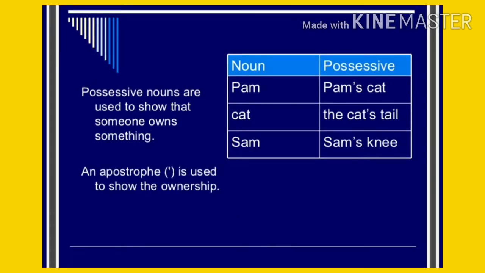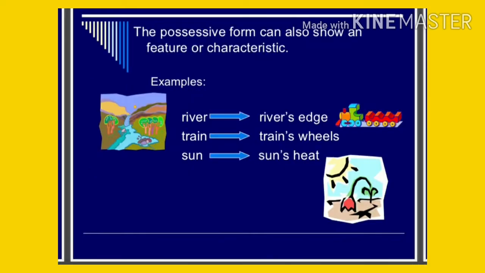Possessive nouns are used to show that someone owns something. Here is a chart. Here are the nouns Pam, cat, Sam. In possessive form, we can say Pam's cat, the cat's tail, Sam's knee. An apostrophe is used to show the ownership. The possessive form can also show a feature or a characteristic. For example, river, river's edge, train, train's wheels, sun, sun's heat.